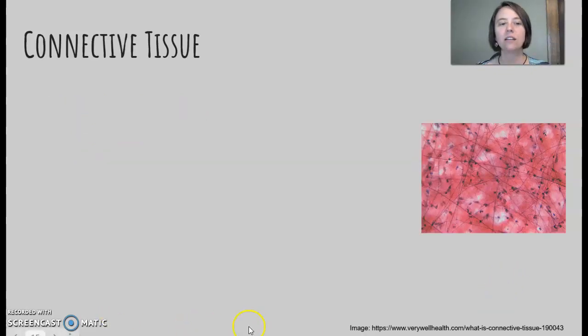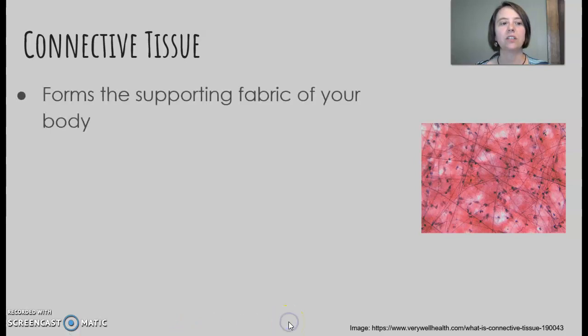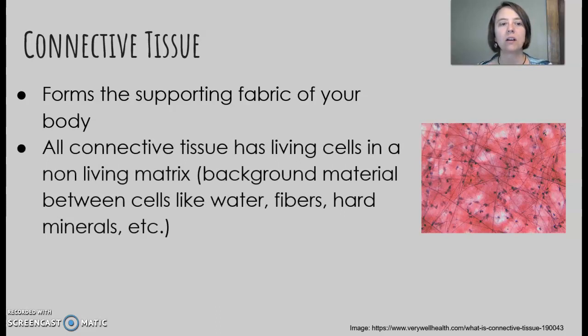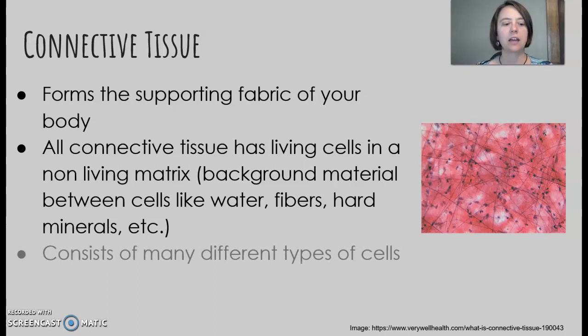So our fourth and final type of tissue is connective tissue. And what does all connective tissue have in common? It creates the fabric of you. It forms the supporting fabric of your body. And all connective tissue has living cells in a non-living matrix. And that matrix is a background material between the cells, and it could be several different things. It could be water, it could be fibers, it could be hard minerals, stuff like that.